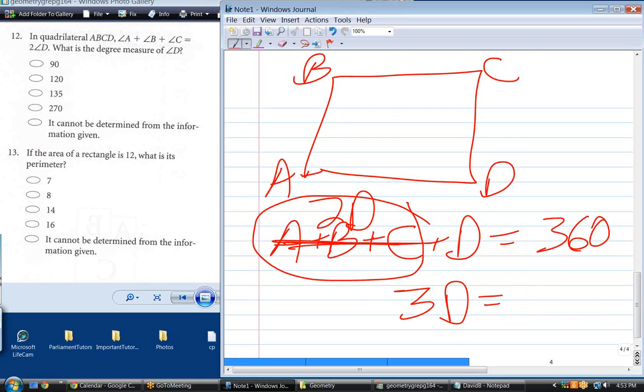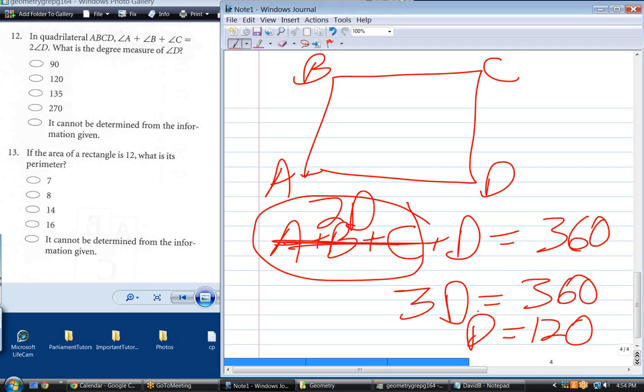120. Right. 3d equals 360. D is equal to 120. Okay? So I'm not sure if this was more of an algebra problem or a geometry problem. Probably more algebra, don't you think? In other words, the key was really seeing that you could substitute a plus b plus c being equal to 2d for this a plus b plus c.